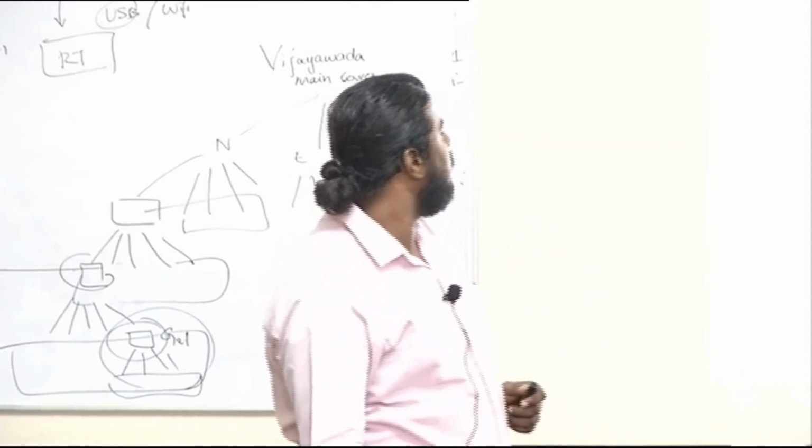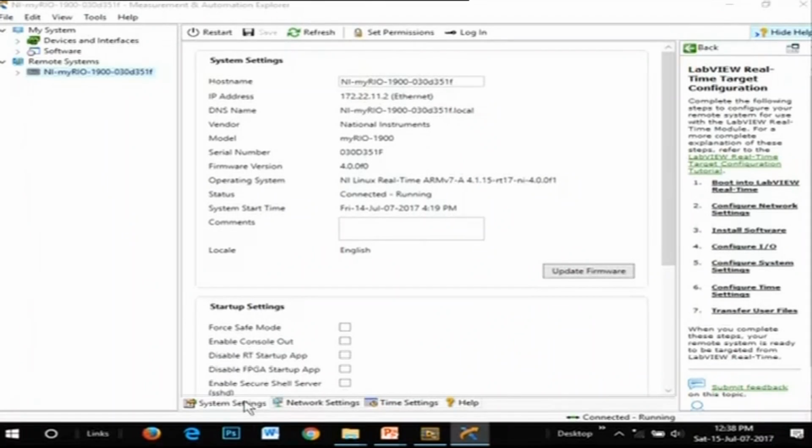Here in the system setting, you can see the IP of your MyRIO. It is 172.22.11.2, as I told you, through Ethernet. I mean Ethernet in the sense of USB. So through the USB cable connection, the wired connection, it is 172.22.11.2. This is the ARM processor, Cortex-A7 version.